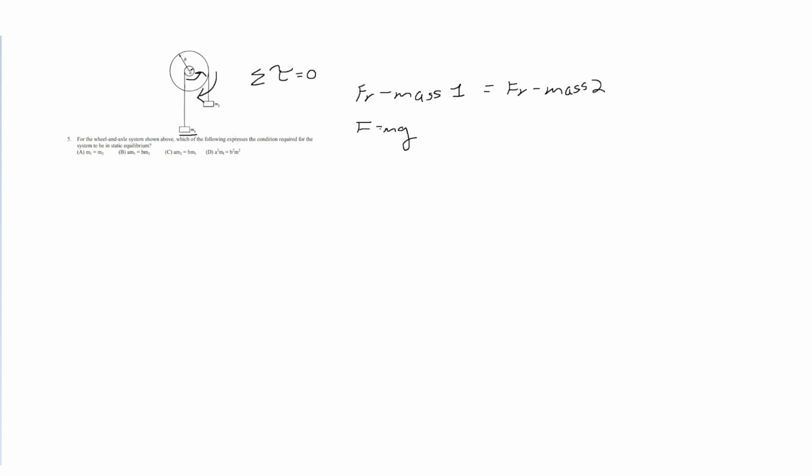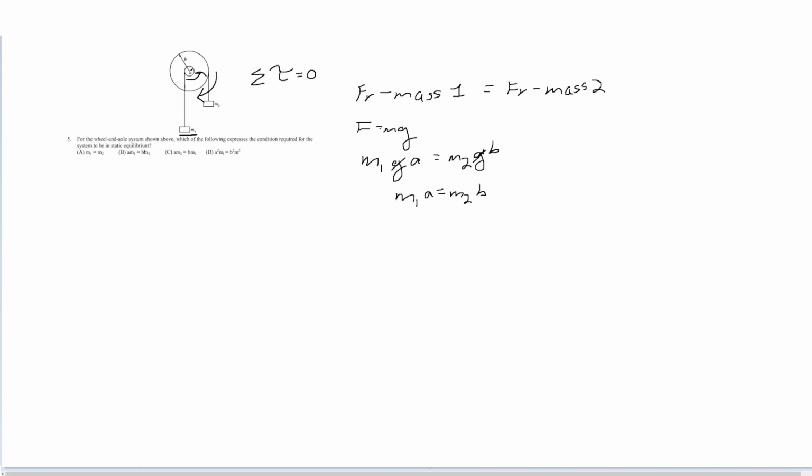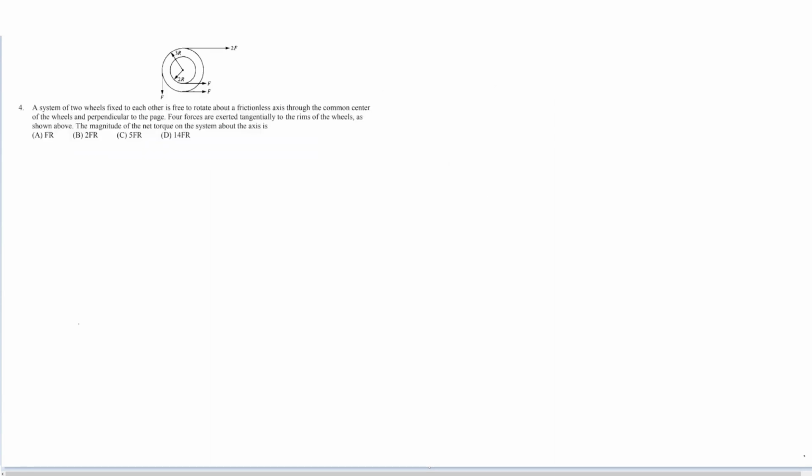So we know for mass 1 we have m1 times g times a, our radius of a, and that needs to equal m2, the second mass, times the gravity for that mass, times the radius b. So then we look here and we can cross out the g's, not important because they're the same. So we can say m1a has to equal m2b. So our answer is going to be B.